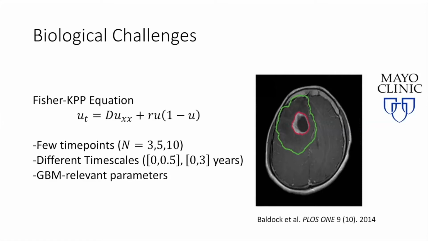And we're going to look into the performance of our equation learning methodology in the face of working with a small number of time samples, such as either 3, 5, or 10. And we'll work on 2 separate timescales of either half of a year or 3 years over which our data is measured. And we'll work over a slew of parameters that are relevant for glioblastoma.